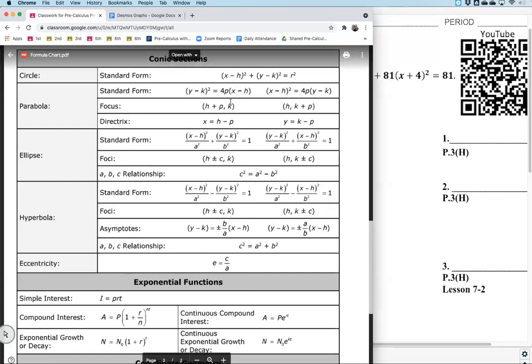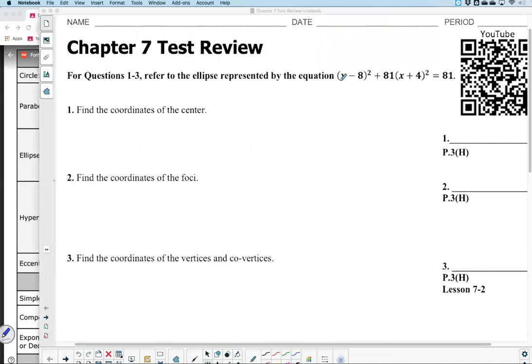What's common between an ellipse and a hyperbola is that both equations are set equal to 1. The circle is equal to the radius squared, but it has no coefficients. This is not a circle because of this 81 right there. That 81 determines it's not a circle. So what I would recommend doing first is dividing this by 81.